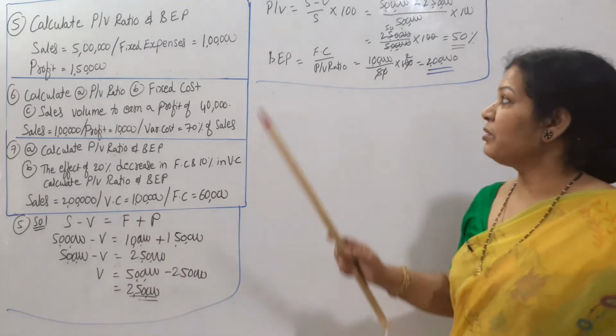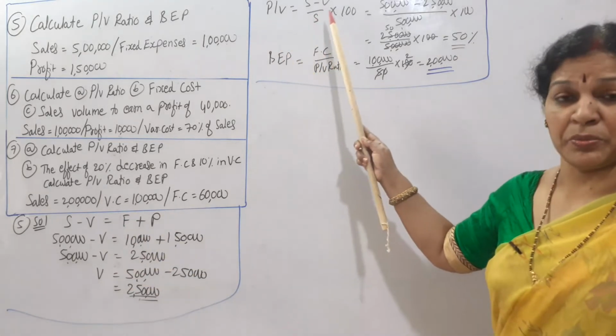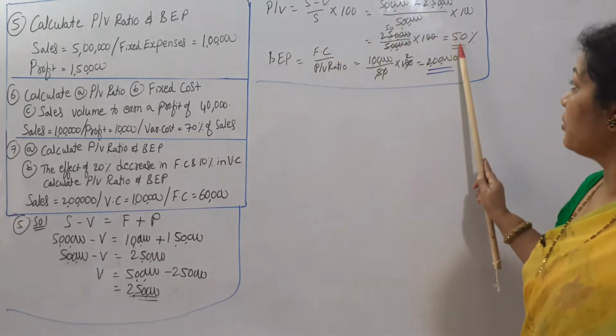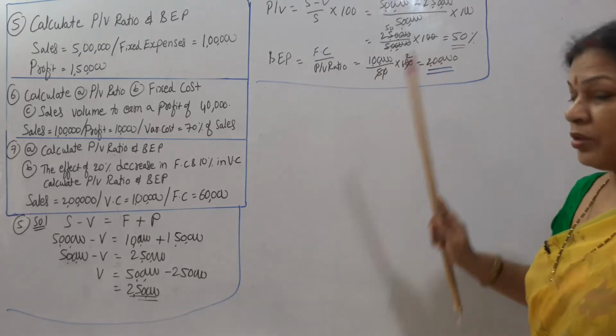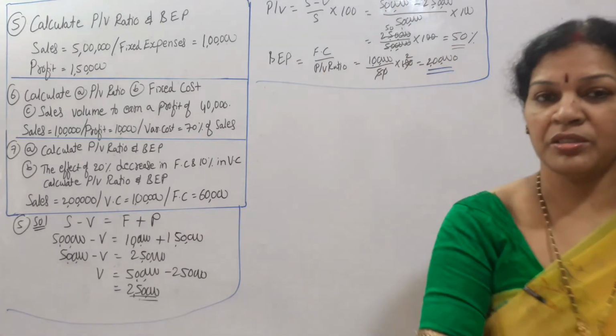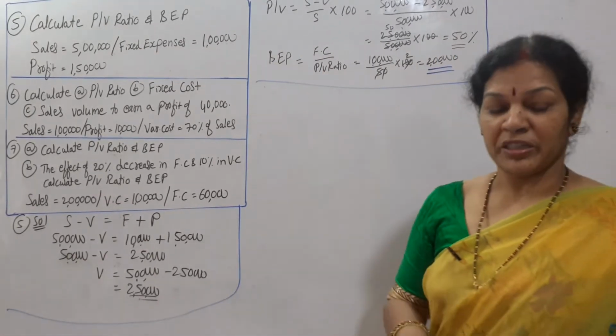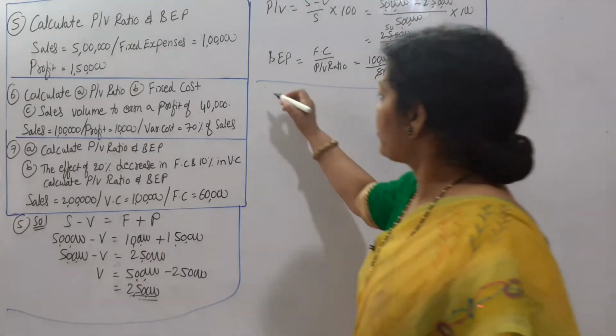After calculation you got variable cost 2,50,000. Once you get variable cost, simple PV ratio, you know, S minus V by S into 100. So you got 50%, then BEP, fixed cost by PV ratio. So you got 2 lakh rupees. So this is the fifth problem. Next we will go for the sixth problem.